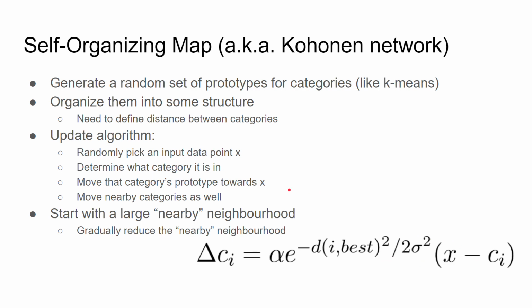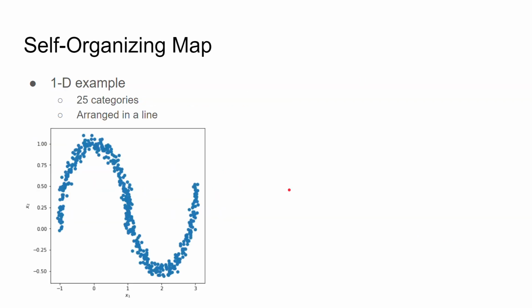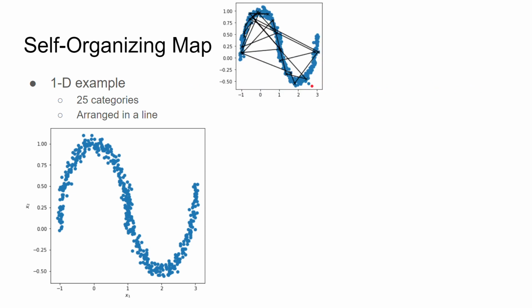All right, that's hard to follow. Let's actually try doing this as an example. Here's some data. And I've got 25 categories, and I'm going to arrange those categories on a line. And I'm going to randomly assign each of those categories a prototype. And I'm going to get this horrible mess here.